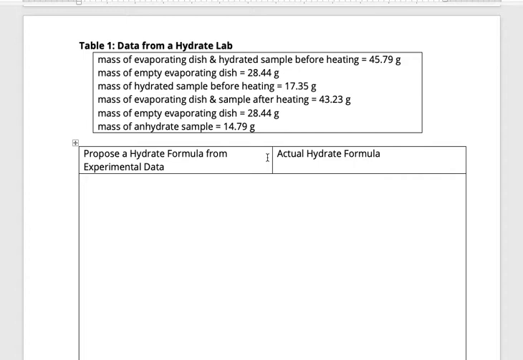Step 1, I want you to propose a hydrate formula from the experimental data. We're looking at barium chloride, and we're going to pretend we don't know how much water there is. So we're going to try to figure out this ratio: 1 barium chloride to how many waters? That's what we're going to find. And just up here, I'm going to write in what we should get, because we already know from the bottle, or from being provided this information, that it's barium chloride dihydrate. But right now, let's just take our experimental data and figure this out.